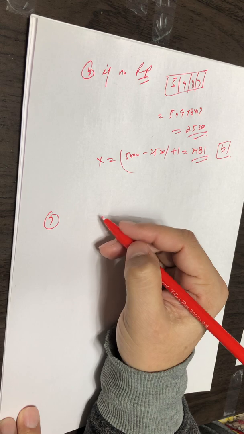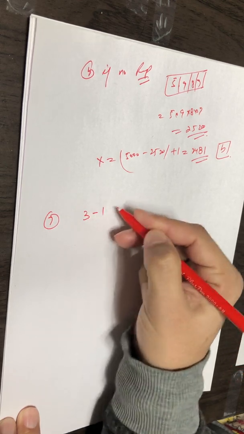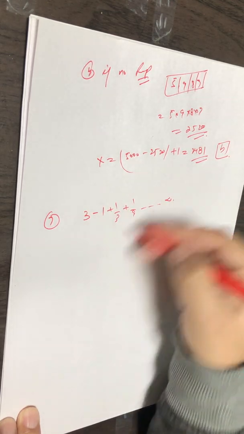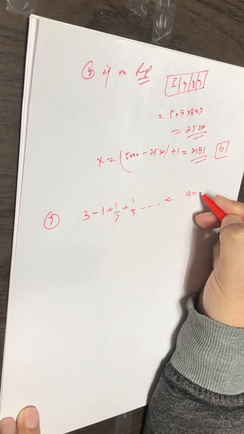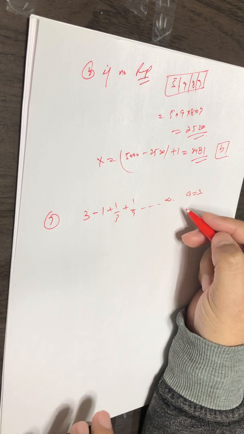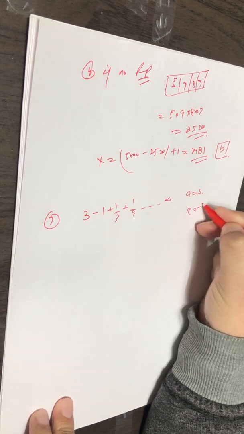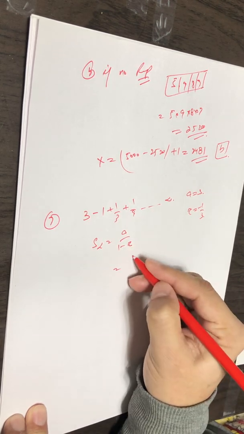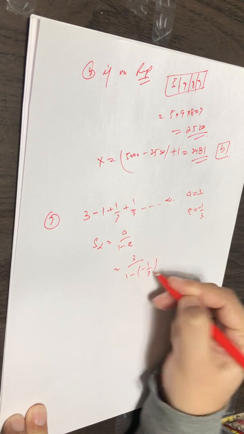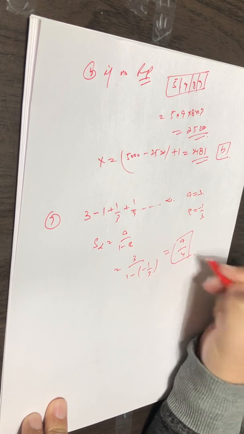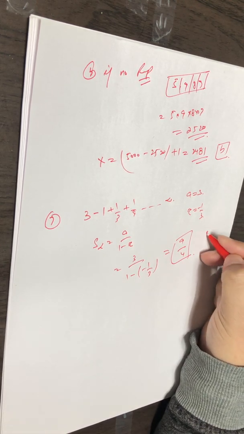Seventh question is very straightforward, which states that a series is given: 3 minus 1 plus 1/3 plus 1/9 and so on up to infinity. So in this case we can clearly see the first term is 3, and we have a common ratio of minus 1/3. So we can write the sum to infinity as a divided by 1 minus r. So this is equal to 3 divided by (1 minus (minus 1/3)), and if you solve this, this will come as 9/4. So the correct option will be option C.